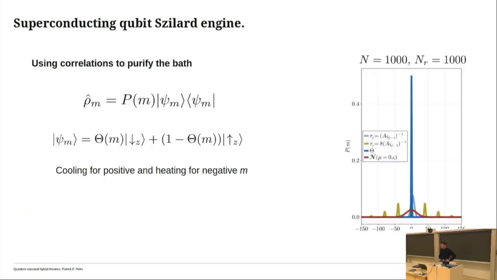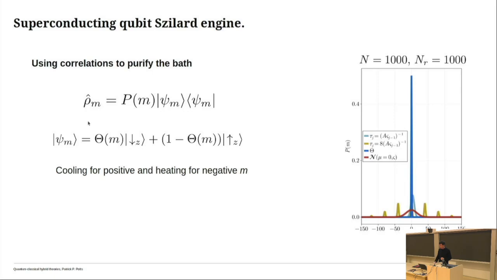What we can also do is use correlations between the system and the bath to do interesting stuff. And I briefly want to talk about how this can be done here. So here we consider a correlated state that looks like this. This is a state where we have a given probability distribution of the magnetization of the environment, and then we have a quantum state that depends on the magnetization. For the moment, we're not asking where these correlations come from. We're just asking, if we have correlations, what can we do with them?